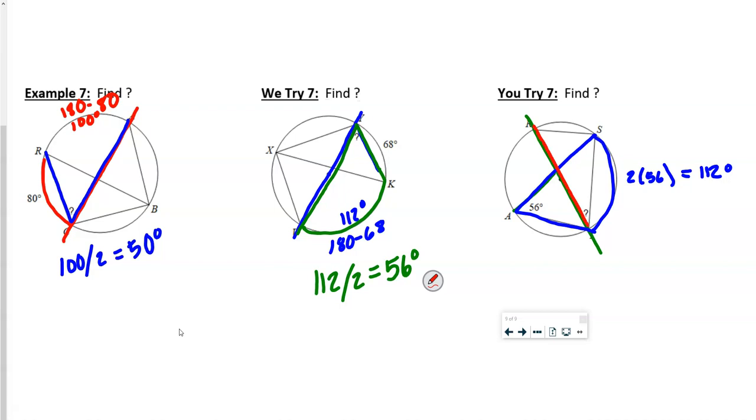This angle right here is subtended by that arc, and don't we need to find that arc? So that arc is going to be 180 minus the 112, and 180 minus 112 is 68, right? So if that arc right there is 68, what do we do to it to find the angle? 68 divided by 2, again, you got it, is 34 degrees. That's it.